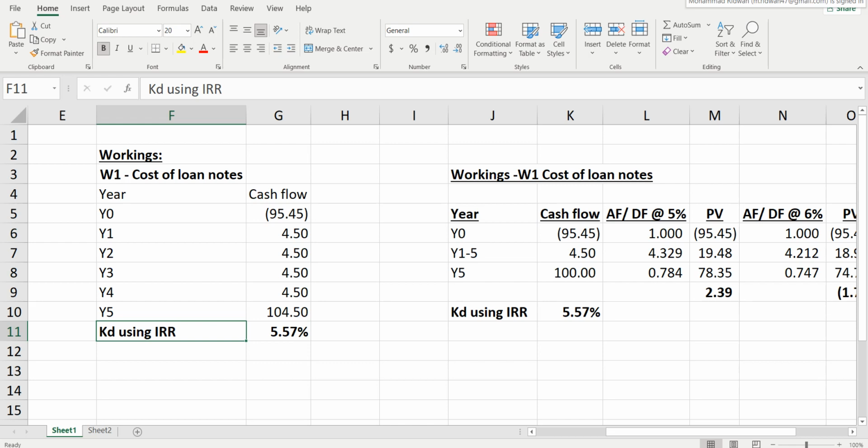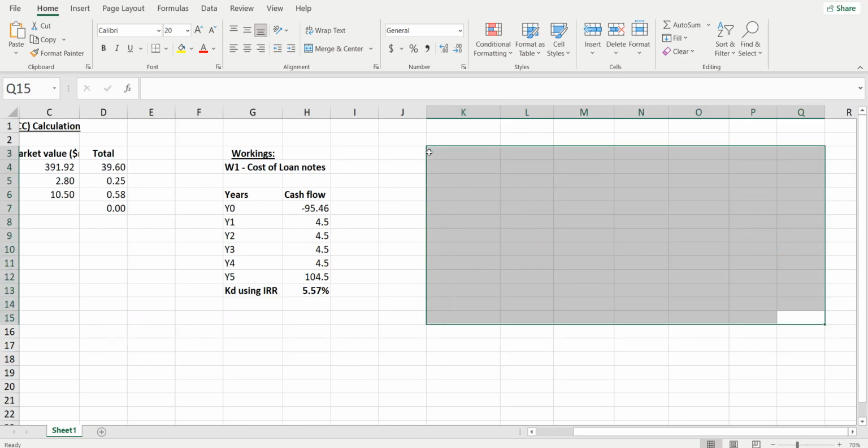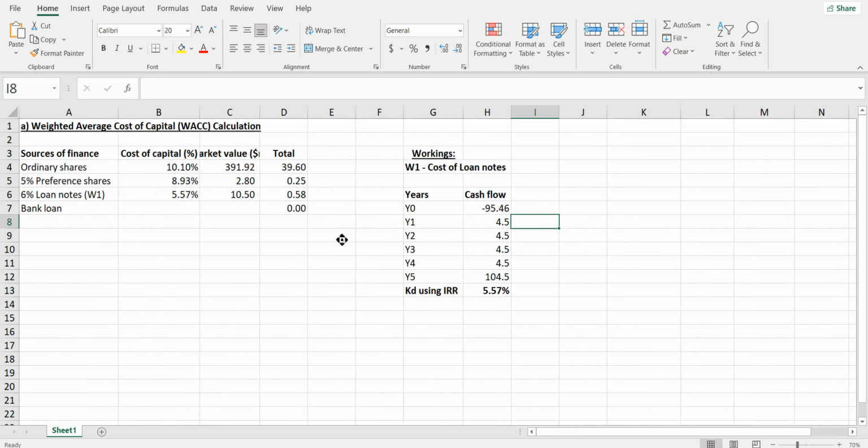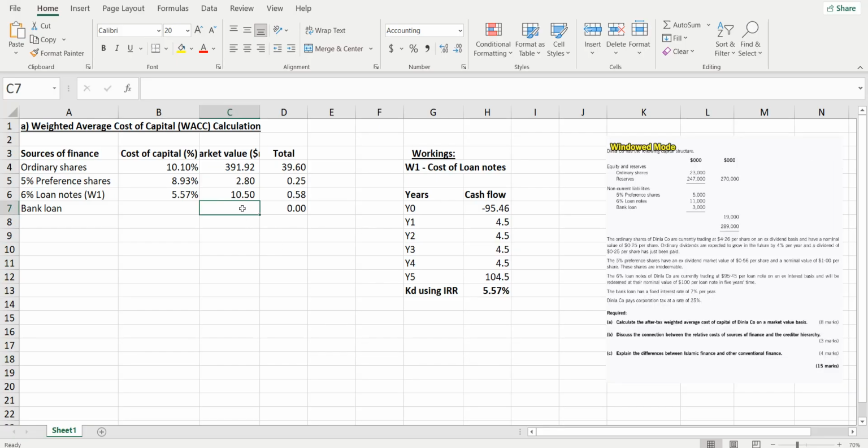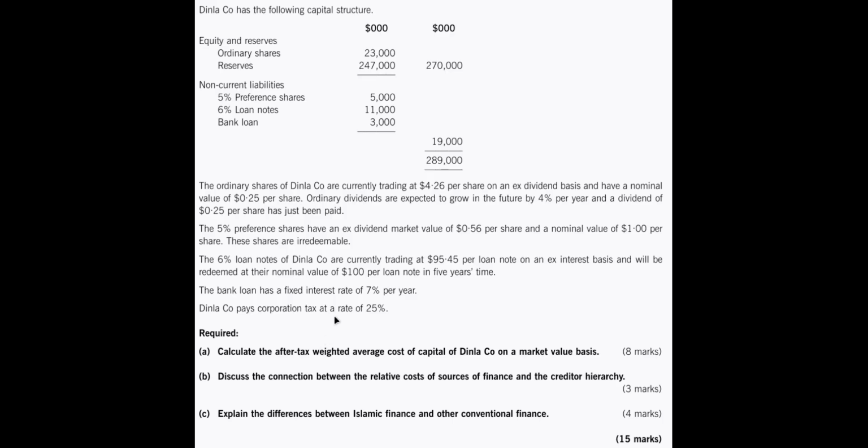Okay, now let's go back to the question here. Bank loan. Let's see. The bank loan has a fixed interest of 7% per year. So the bank loan given is 3 million. Book value is the same as market value for the bank loan, so just write 3, and the bank loan is 7%.